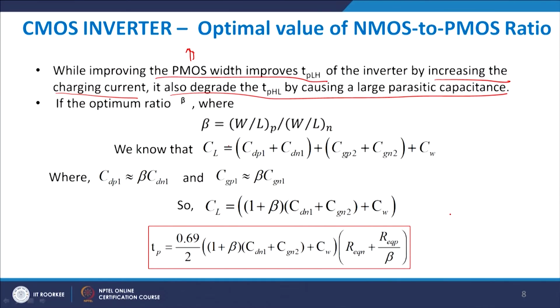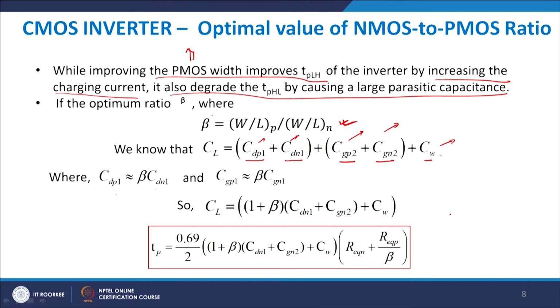So, you need to optimize it. Now, if the optimizing ratio beta is given by W by L of P upon W by L of N, we know that CL is given by DPL 1 DN 2 plus GP 2 GN 2 plus wire. So, this is the gate of the second fan out transistor and this is the DP DN of the first transistor and this is the wire, where CDP 1 is beta times CDN 1.